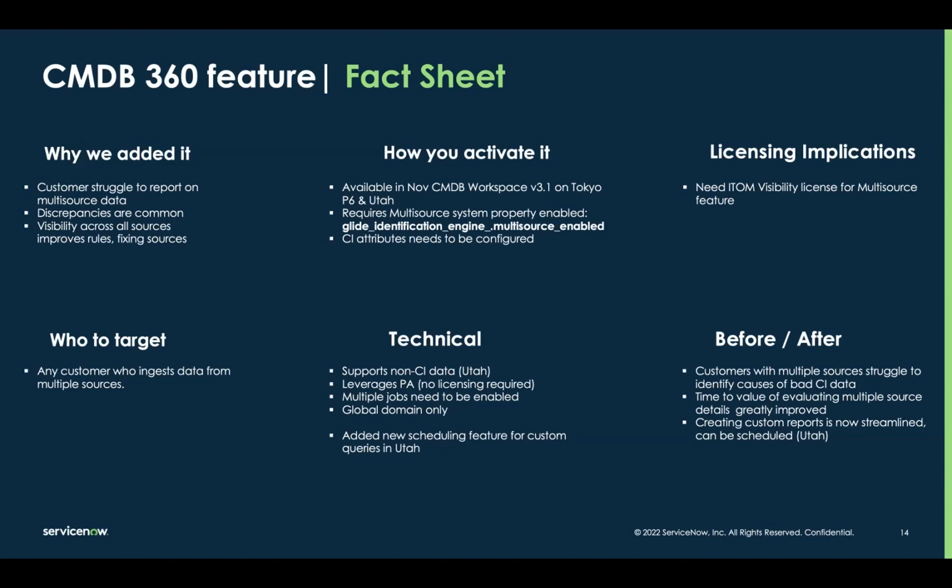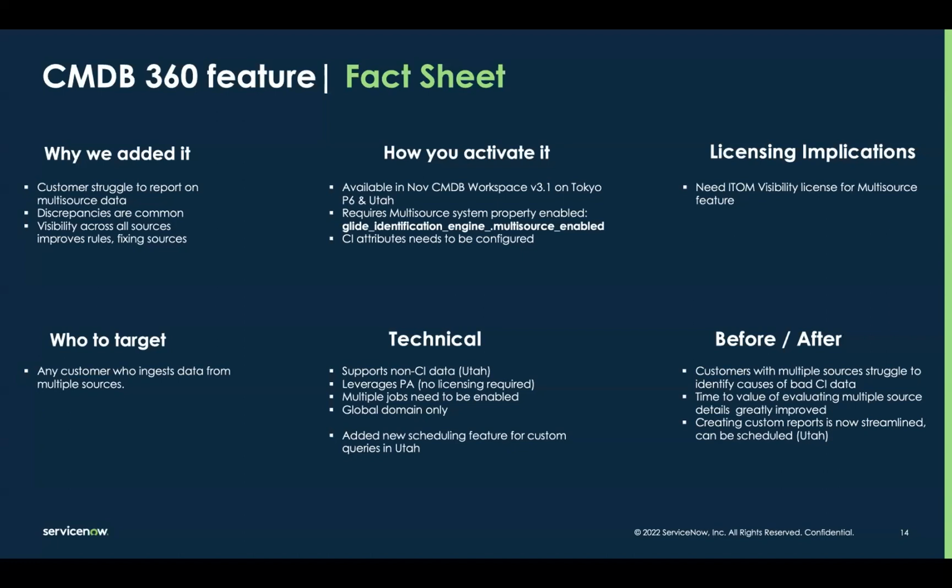So, the license implication: for this feature to appear, multi-source needs to be enabled, and therefore ITOM visibility licenses need to be there as well. Who to target on this particular feature is any customer who ingests data from multiple sources, which I'm finding most do. Most have an existing element manager that they can leverage pretty quickly with a service graph connector. We have 38 out of the box. And they may also have discovery. So there's multiple sources of data across the board from what I've seen.